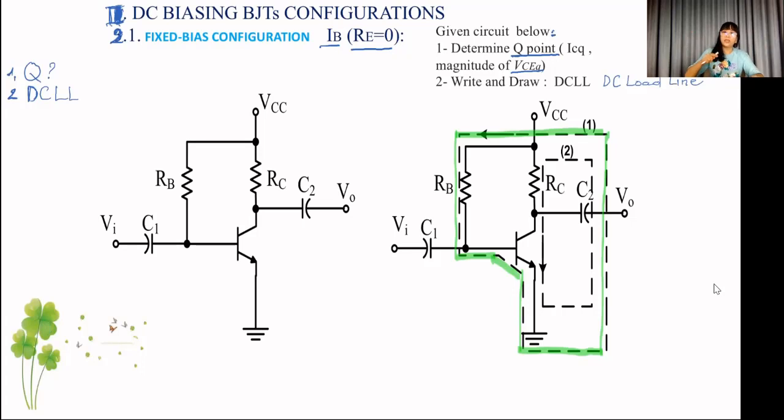DCLL is given because when we give the circuit, the DC source supplies power, the energy, and this is DC energy. And now you can see in the circuit. Please draw your BJT first. And you can see the BJT has 3 terminals.